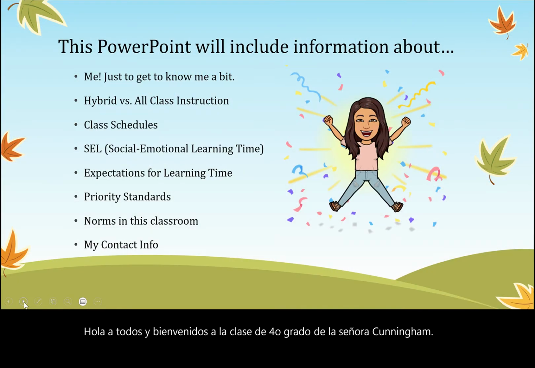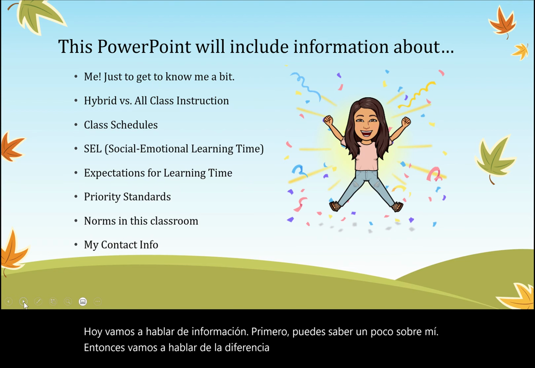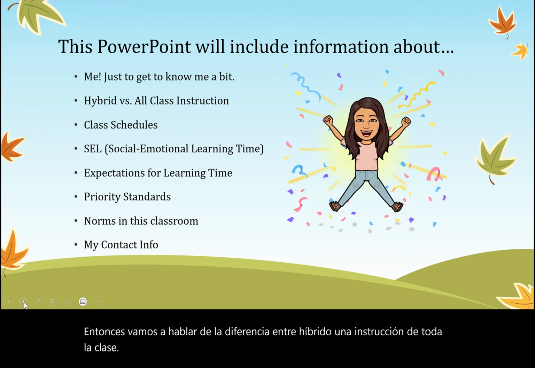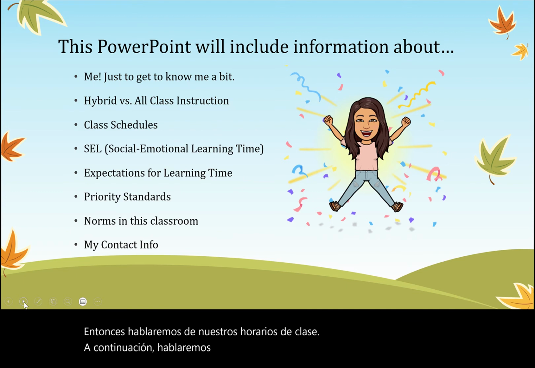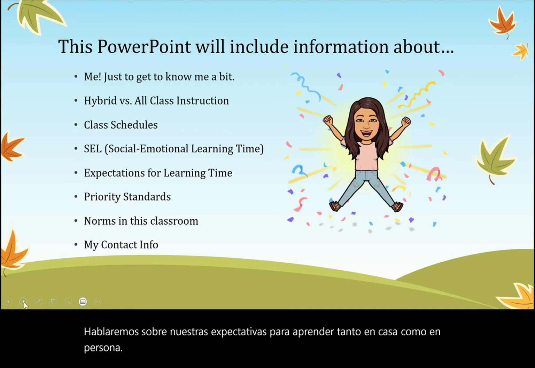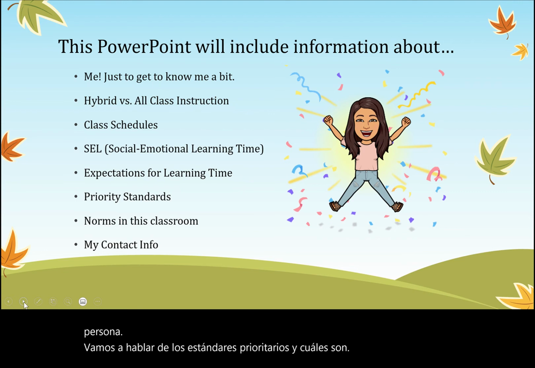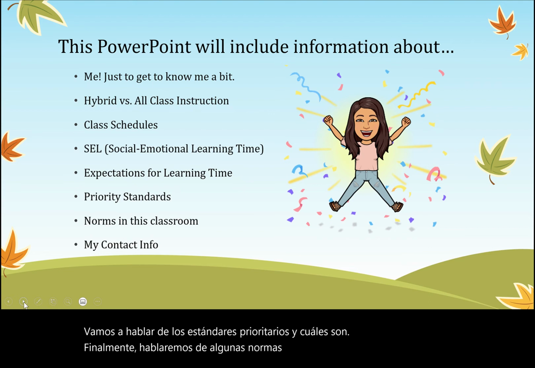Today we're going to talk about some information. First, you get to know a little bit about me. Then, we're going to talk about the difference between hybrid and all-class instruction. Then, we'll talk about our class schedules. Next, we'll talk about SEL time. We'll talk about our expectations for learning, both at home and in person. We're going to talk about priority standards and what those are. Finally, we'll talk about some norms in my classroom and the way you can contact me if you have any questions.